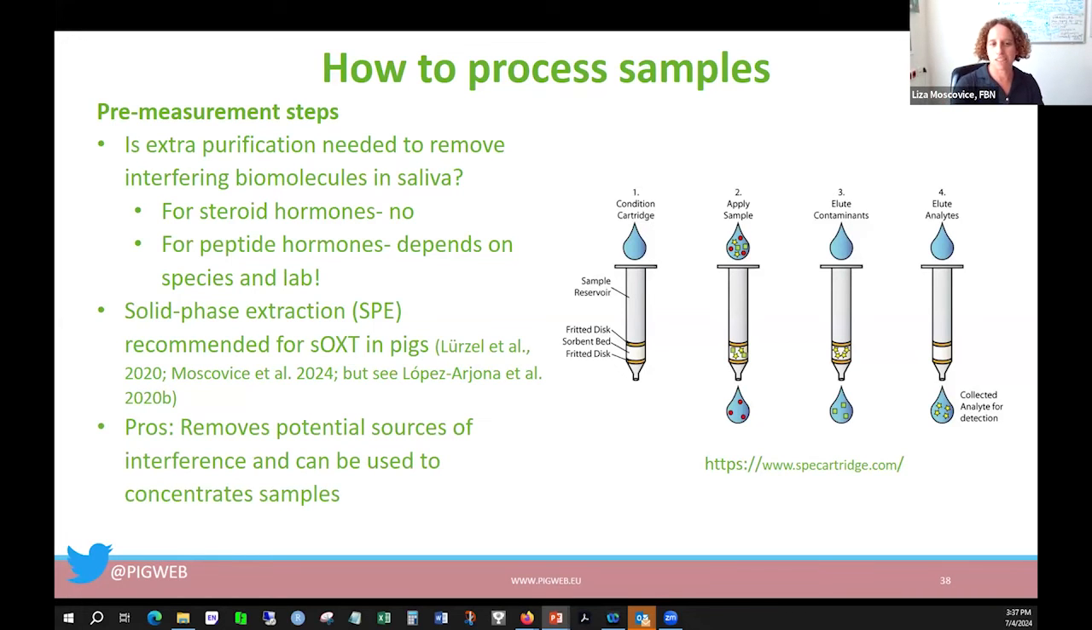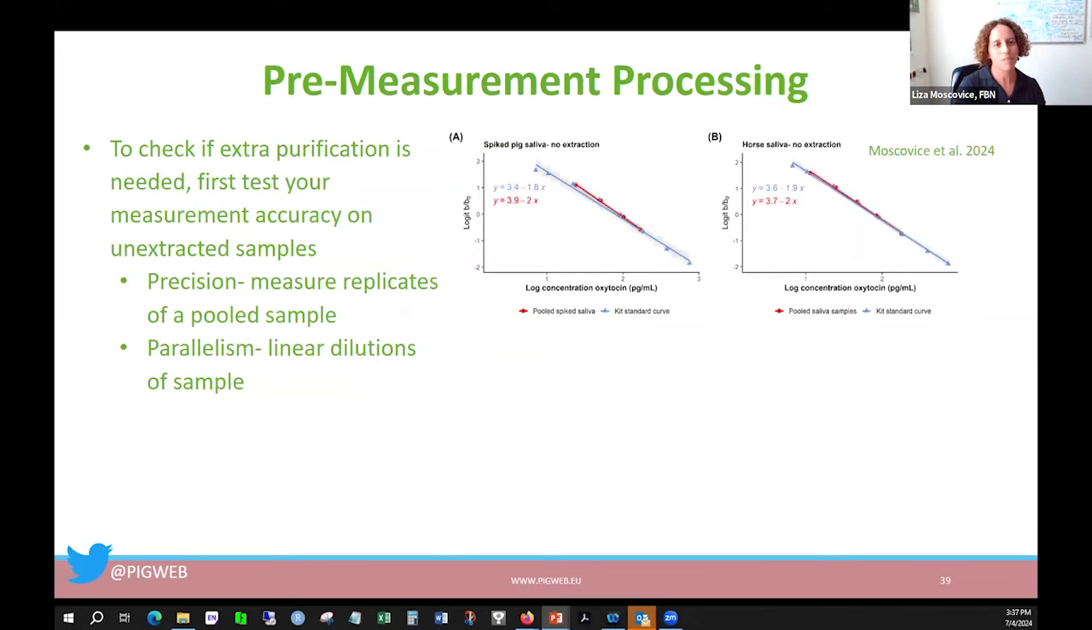The argument for it is that it removes potential sources of interference, and it's also important if you want to concentrate your samples. Sometimes your oxytocin is just in low concentrations in saliva, and your kits won't be sensitive enough to detect it unless you can concentrate it. Solid phase extraction is a way to concentrate samples, so it's also used for that. And of course, the drawbacks are that it can induce new sources of error, so I understand why people don't want to do this if they don't have to.